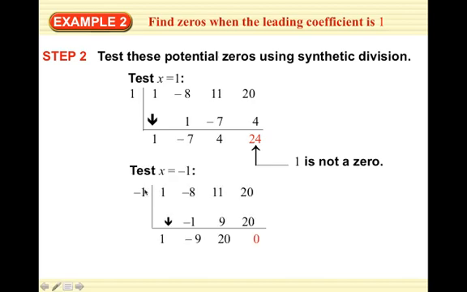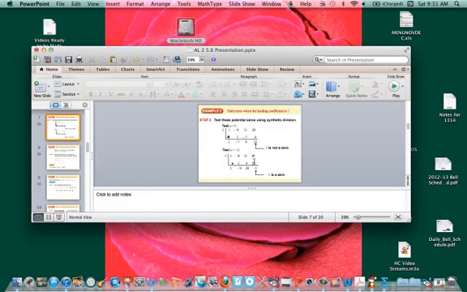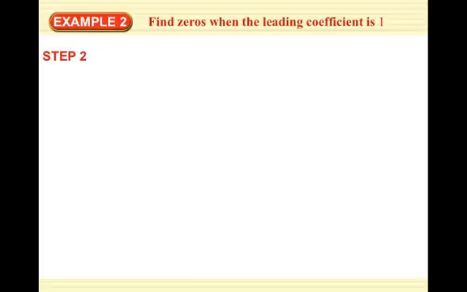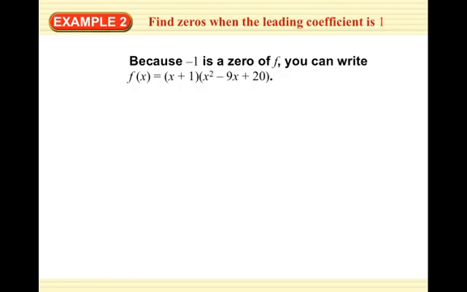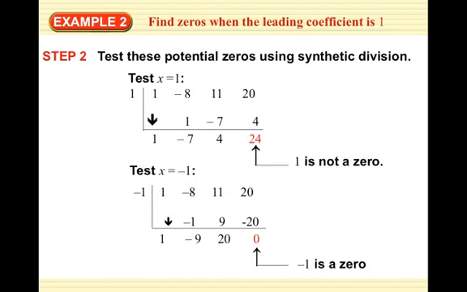So let's try negative 1. Everything on the top row stays the same except that we have negative 1, because that's the value we're testing. So we bring down the 1. 1 times negative 1 is negative 1. Negative 8 plus negative 1 is negative 9. Times negative 1 is 9. 11 plus 9 is 20. Times negative 1 is negative 20. There should be a negative right there. I can fix that real quick. There we go. And so 20 plus negative 20 is 0. That means negative 1 is a zero.